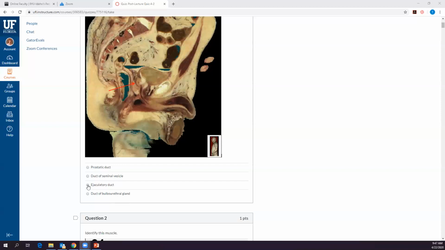Ejaculatory duct. Yes, it is. Because remember, the ductus deferens, which is going to be right in here, and the seminal vesicle are going to come together, and that's where the sperm and the semen are going to mix. That runs through the prostate gland, and then runs into the prostatic urethra right there. So that's the ejaculatory duct. But thank you for guessing, because you guys are awesome.